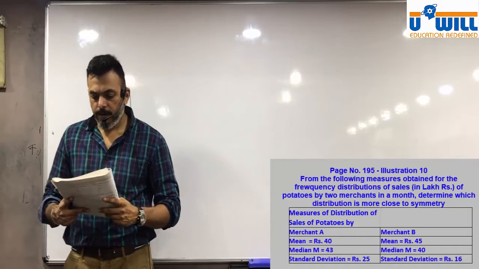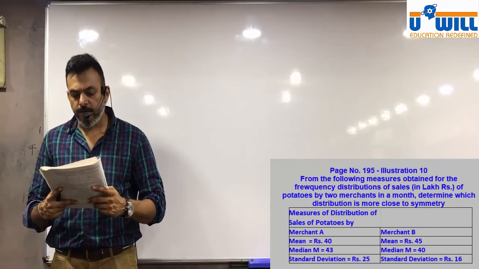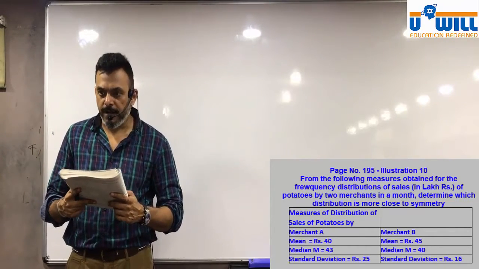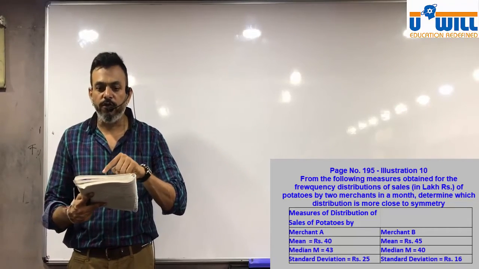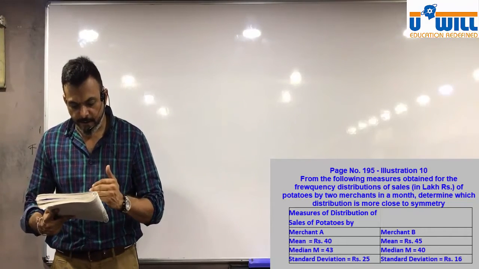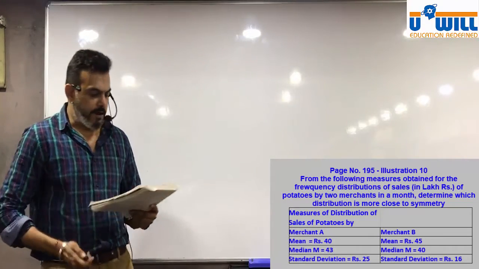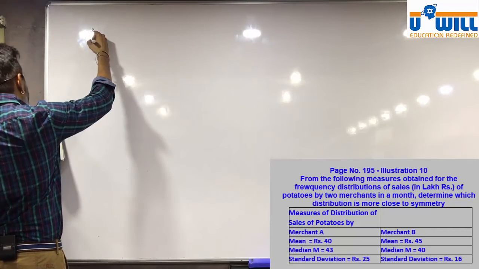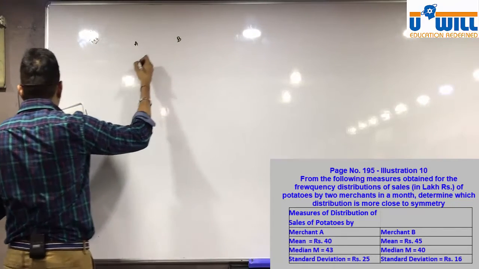Illustration 10. From the following measures, obtain the frequency distribution of sales in lakh rupees of potatoes by two merchants in a month. Determine which distribution is more close to symmetry. Now it's a very interesting sum. Let's see the information. Mean, median and standard deviation for both is given. Let's write this and then find coefficient. Illustration 10, page number 195. Merchant A and merchant B.